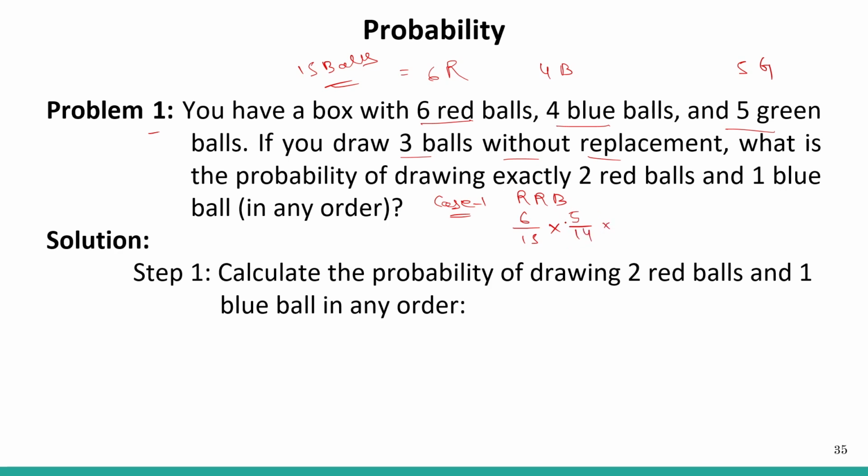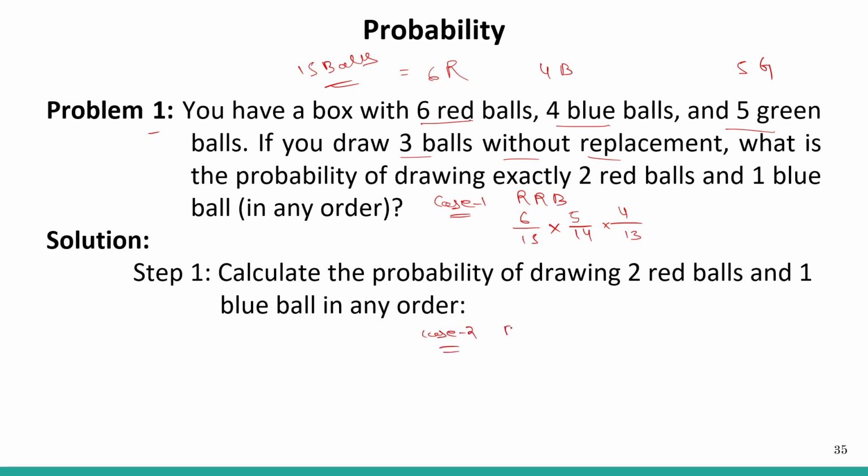Then what we have to multiply is how many blue balls are there? There are 4 blue balls. And how many balls are there? Since 2 are already picked, there are 13 remaining. So this will be the answer for this case. So case 2 will be what?